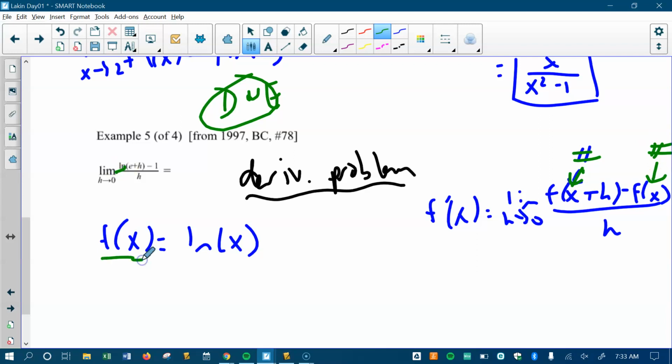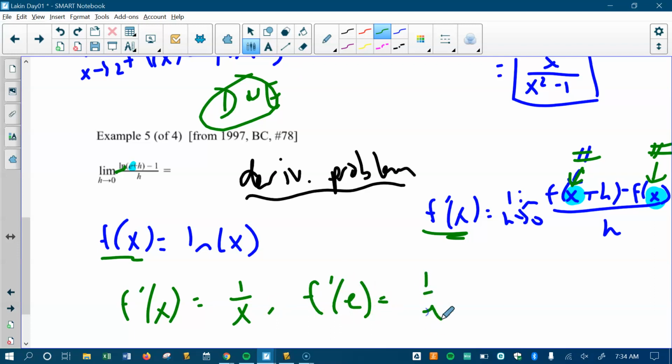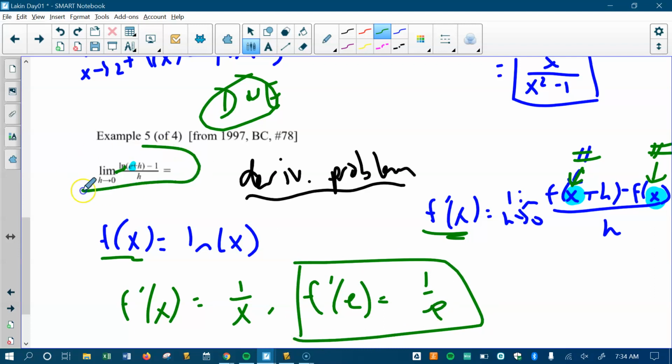ln is my function. And if I need f prime, let's get f prime. F prime of x is equal to 1 over x. Now what was the number? Well, the number that they had plugged in originally, this number, looks like they plugged in e. The number that they plugged in here was e. So I need f prime of e, which is equal to 1 over e, and that's my answer. If you're trying to solve this problem with the limit, your efforts are going to be futile. That's going to be a tough problem.